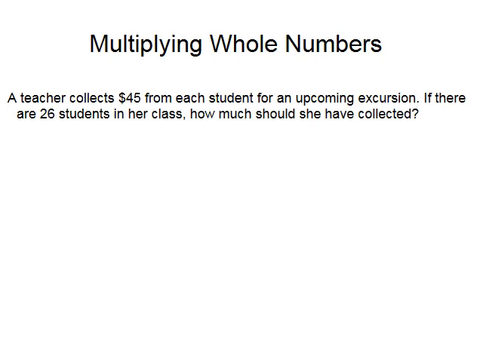And the last question for this section, a teacher collects $45 from each student for an upcoming excursion. If there are 26 students, how much should she have collected? So that's going to be 45. I might just rub that out and put that a little bit lower. 45 times 26, just leave room for the trading marks, numbers.